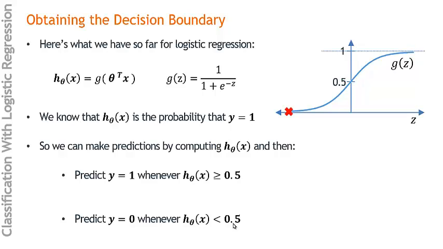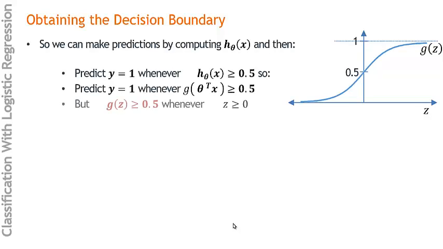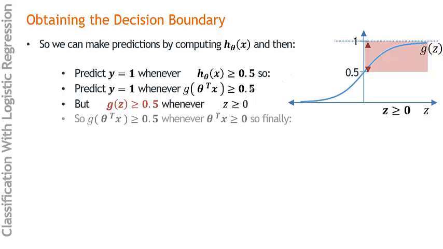Right? So the point really is that all you need to do is look at this value of theta transpose x. The logistic function is equal to 0.5 when the argument of the logistic function is 0. So I don't need to go through and evaluate g at all. All I need to do is say if theta transpose x is greater than 0, I classify as 1. When theta transpose x is less than 0, I classify as 0.